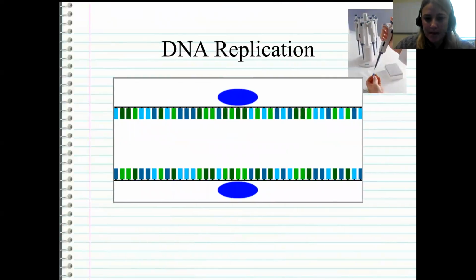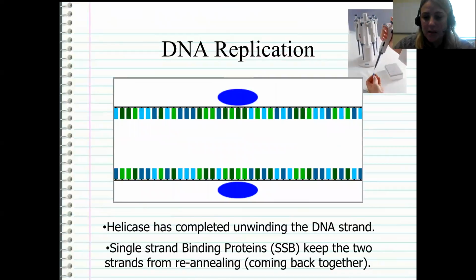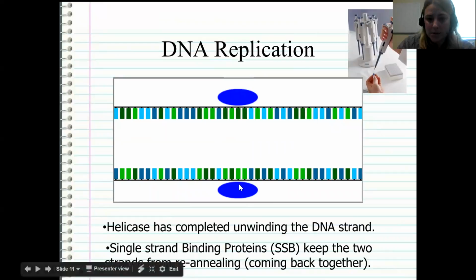Now, helicase is going to completely unwind that DNA strand. These bases want to come back. They have an attraction for each other. And so now we have another molecule called SSB, or single strand binding protein. This is just going to keep the strands from coming back together, or re-annealing, while DNA replication is going on.